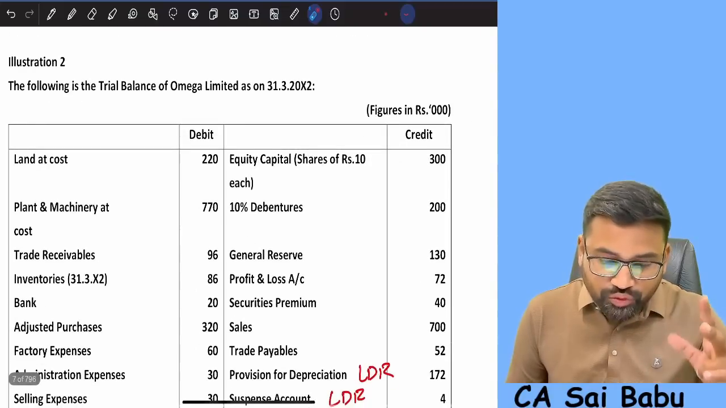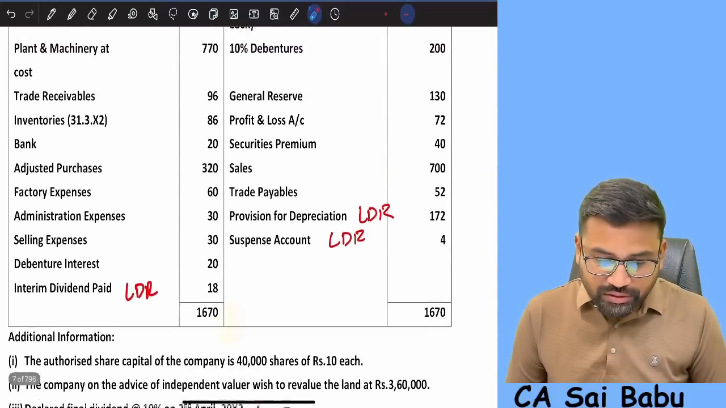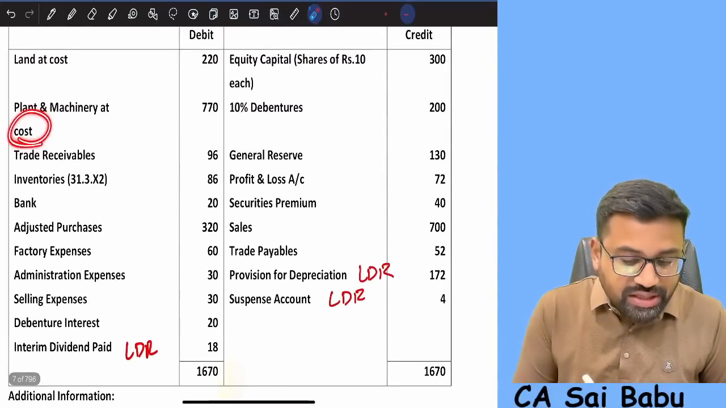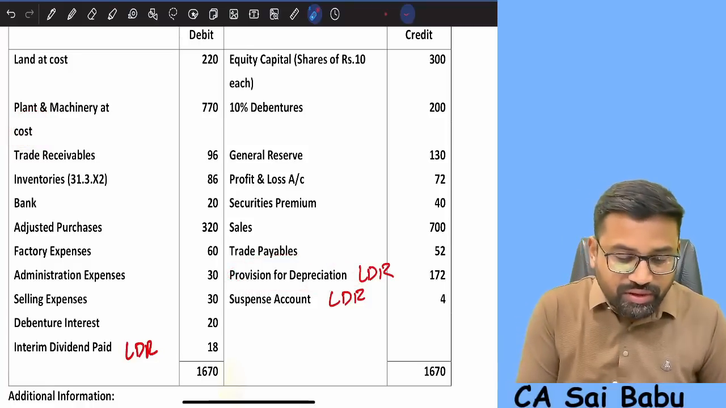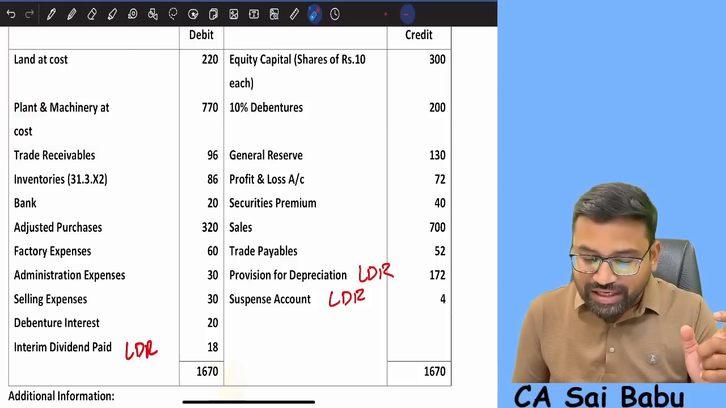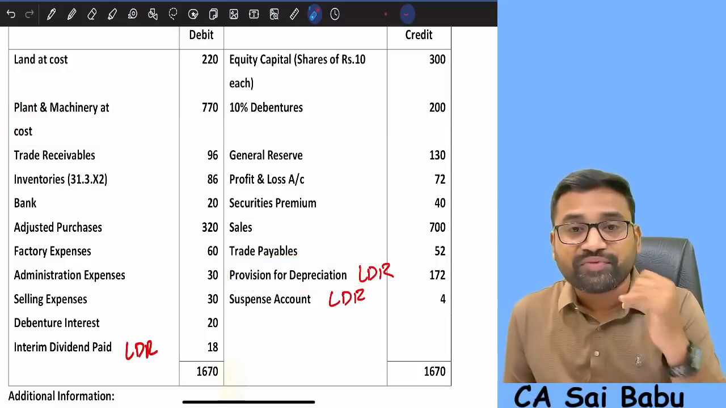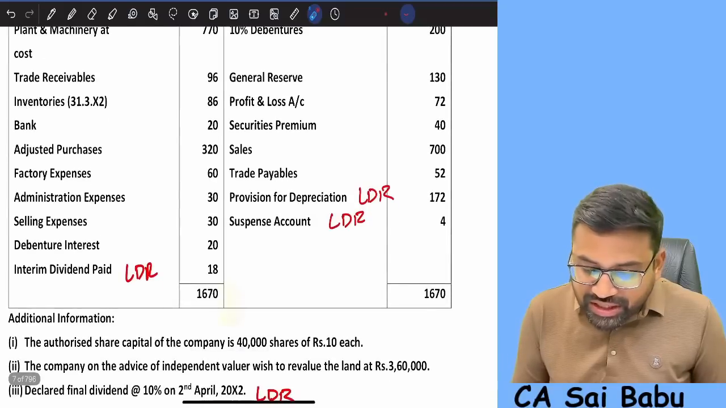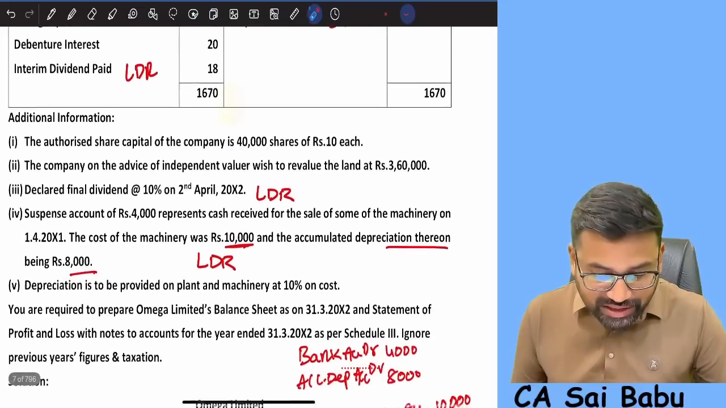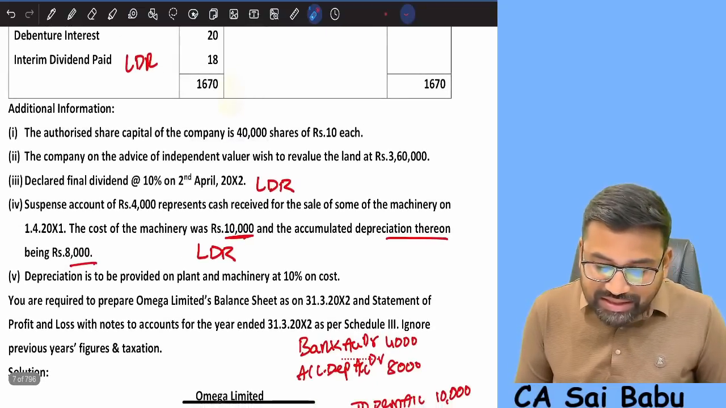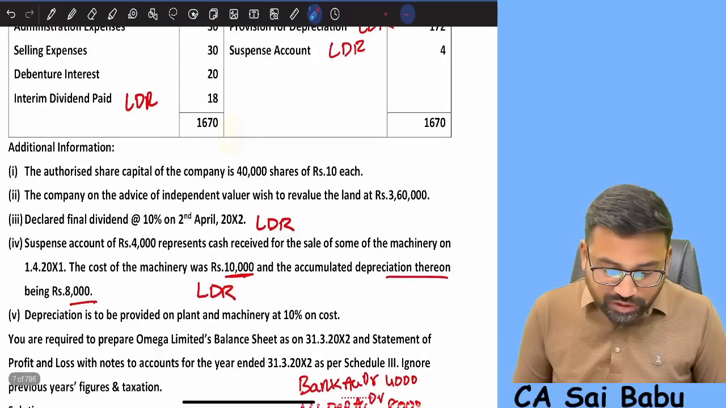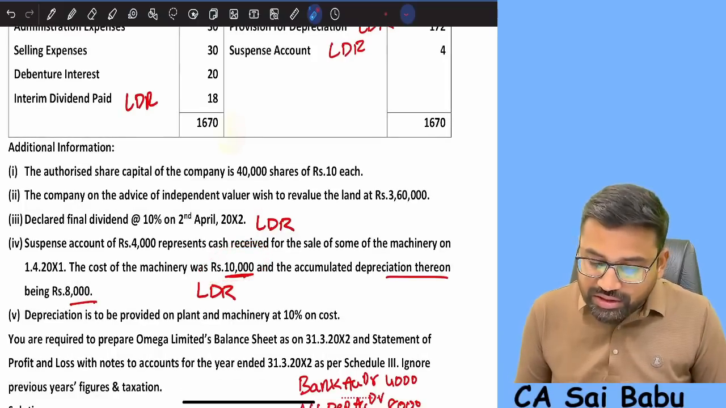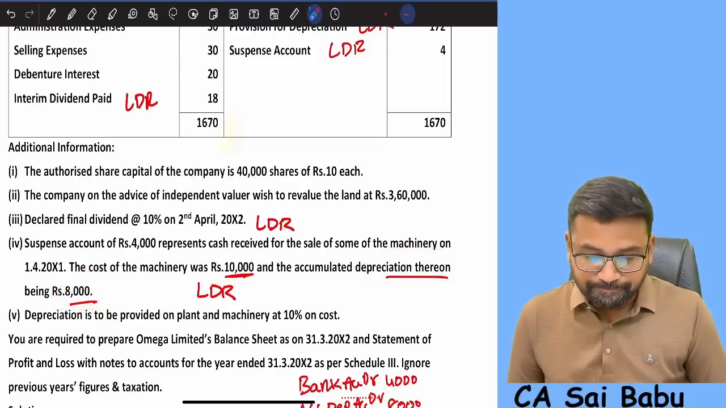Next, if you see illustration number 2, sir, in this question, plant and machinery is given at cost, and provision for depreciation is given separately. That means we will maintain the asset at original cost and transfer depreciation to a separate account called provision for depreciation account. And in this question they have given a suspense account also. What is this suspense account? They are saying that it is nothing but the sale of some of the machinery. They sold some of the machinery for 4,000. The cost of the machinery sold is 10,000. Accumulated depreciation thereon is 8,000.